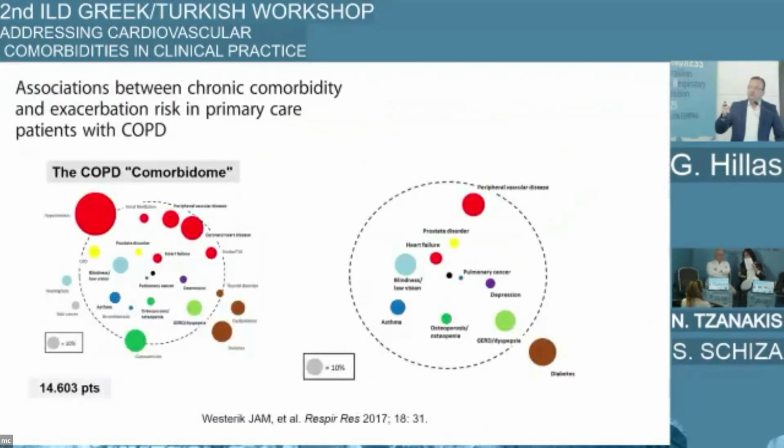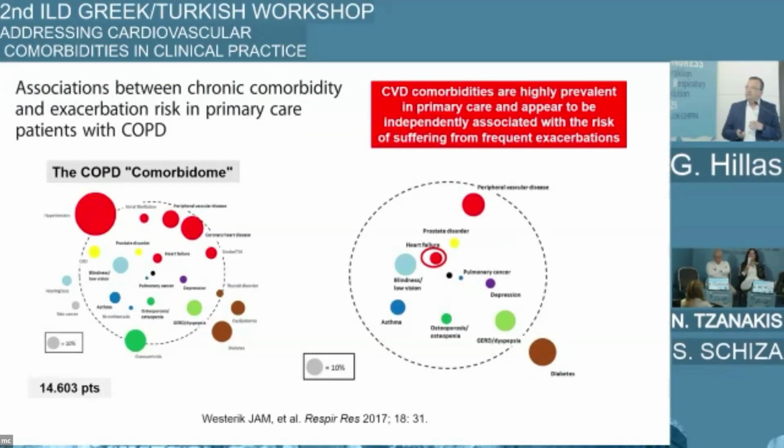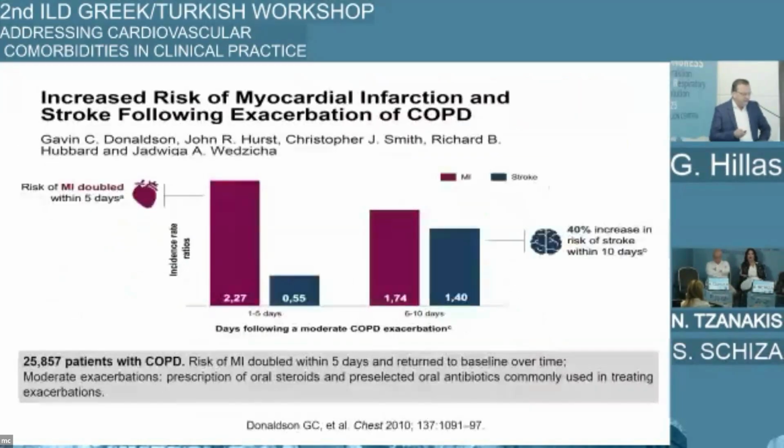And this diagram shows associations between chronic comorbidity and exacerbation risk in a very large cohort of COPD patients, and in the center we can see heart failure, just because cardiovascular comorbidities are highly prevalent in primary care, and we all know that, and appear to be associated independently with the risk of suffering COPD exacerbations. In this study, published in CHEST many years ago, a large group of more than 25,000 patients was analyzed, and results suggested that exacerbation of COPD increased the risk of myocardial infarction. Actually, it doubled this risk in the first 5 days and returned to baseline slowly over time.